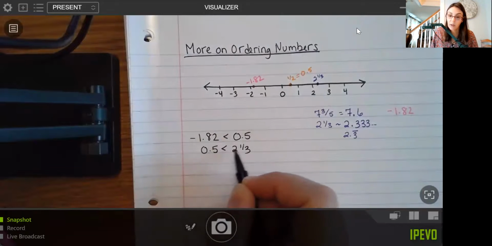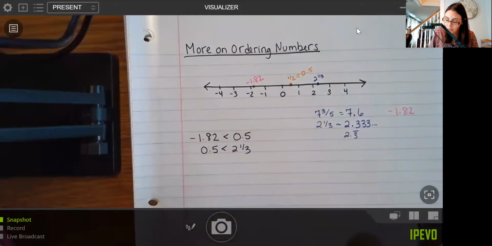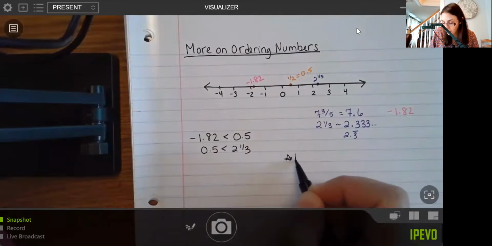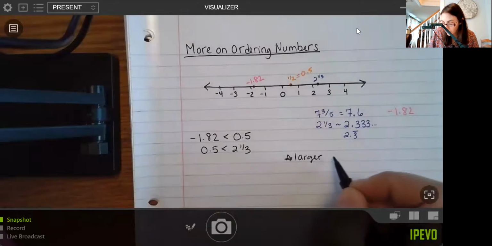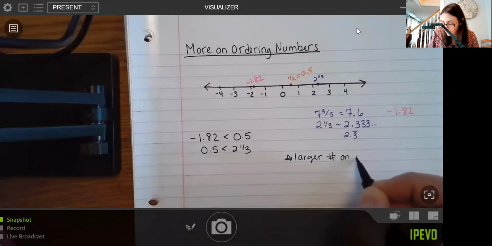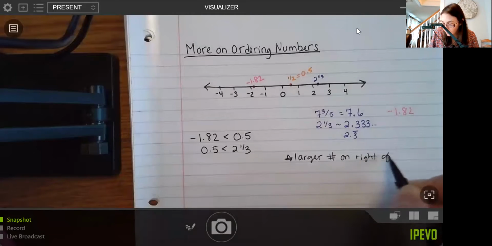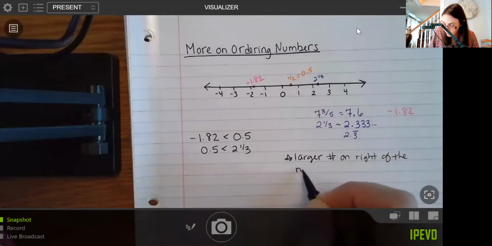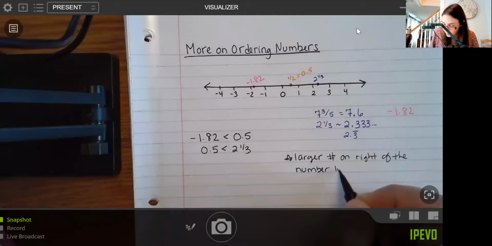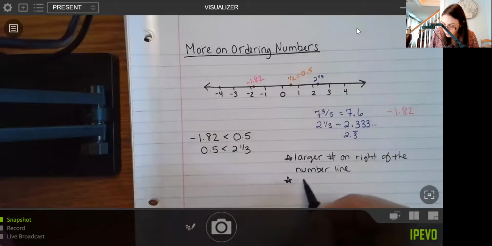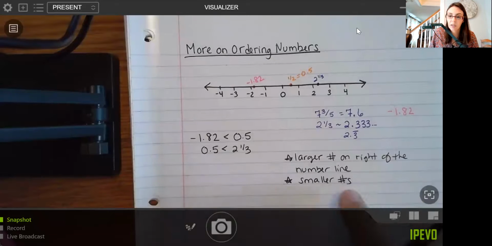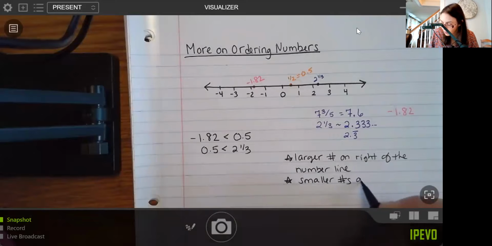0.5 is less than 2 1/3. So what you want to remember is that you have larger numbers on the right of the number line, and we have smaller numbers. And remember, this symbol here, it's not just hashtag, it also means number on the left of the number line.